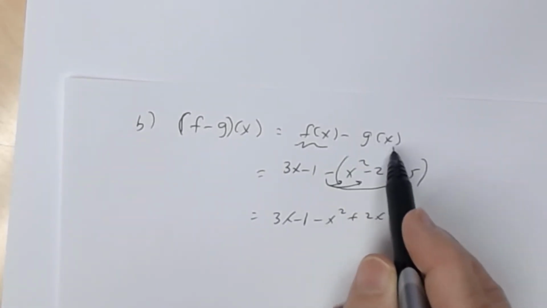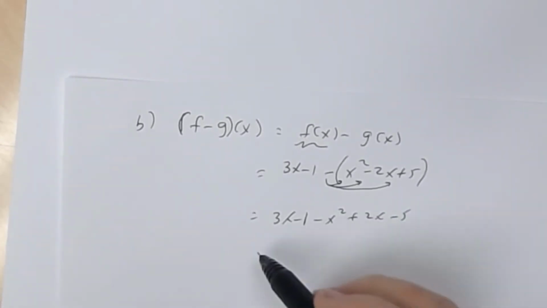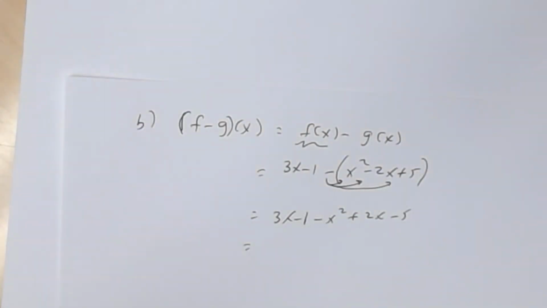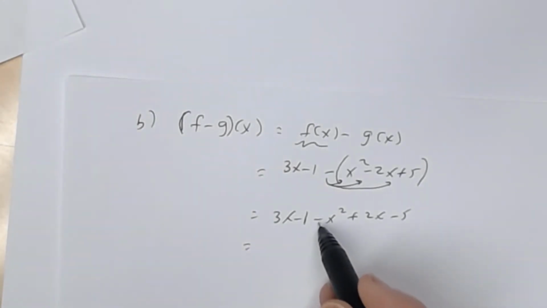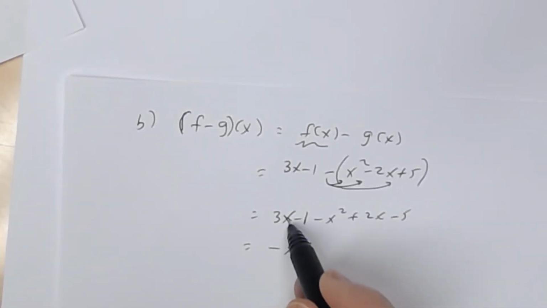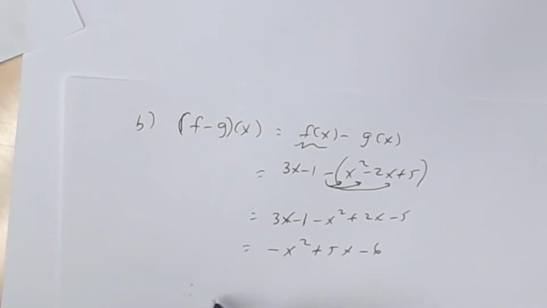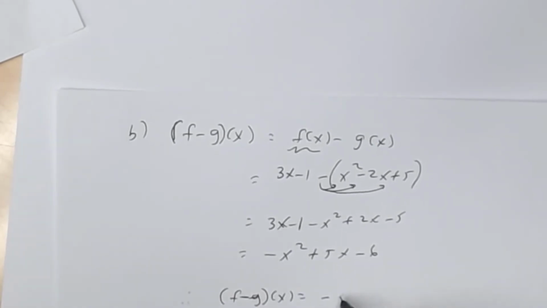And when I subtract a positive 5, I get a negative 5. A negative times a positive is a negative 5. And then just like before, what do you think the next step is? The next step is combine like terms. So let's put this in descending order. So I get a negative x squared, 3x and 2x is a positive 5x, a negative 1 and a negative 5 is a negative 6. So therefore, f minus g at x is this function, negative x squared plus 5x minus 6.